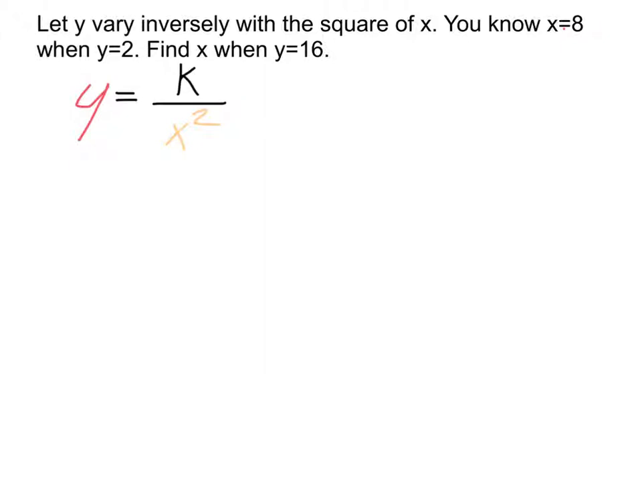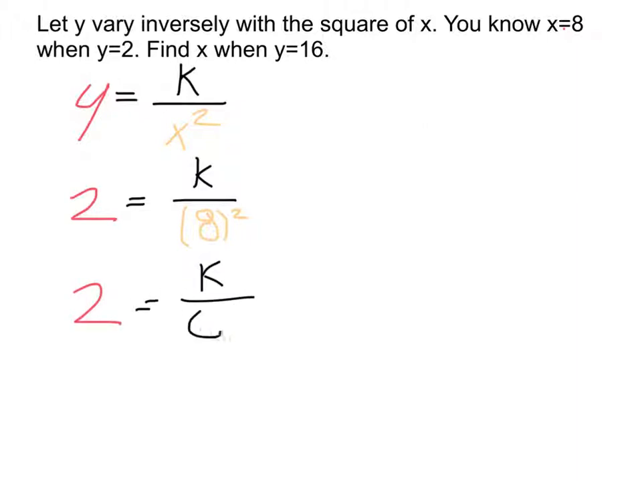Now they're telling me I know x equals 8 when y equals 2. X equals 8 when y equals 2. So they're giving me all the information I need here to solve for this value of k. So let's go ahead and sub that in. We know that y equals 2 when x equals 8. So I'm going to put k over 8 squared. And this is going to turn out to 2 equal to k over 8 squared, which is 64.